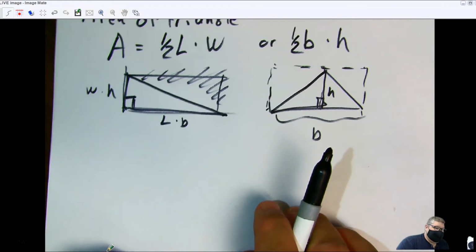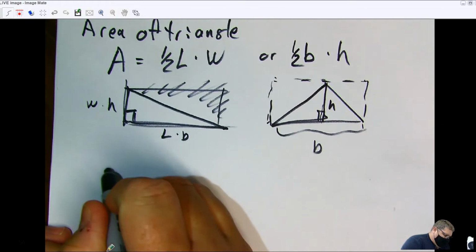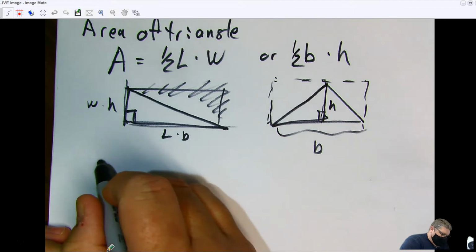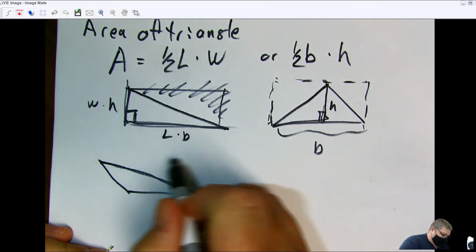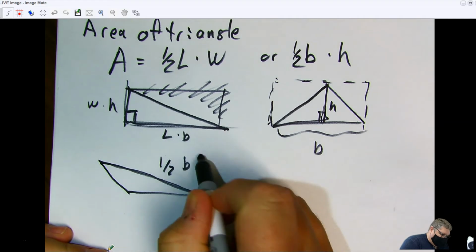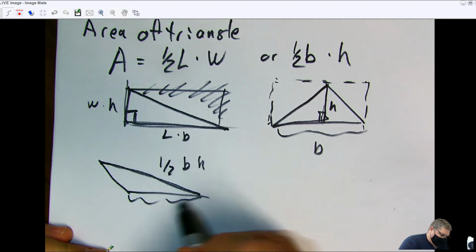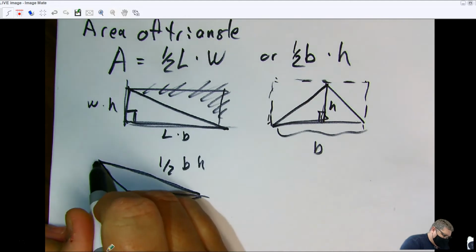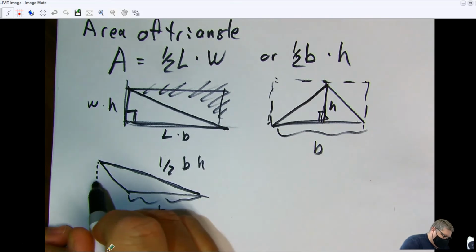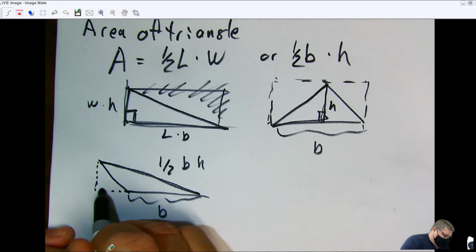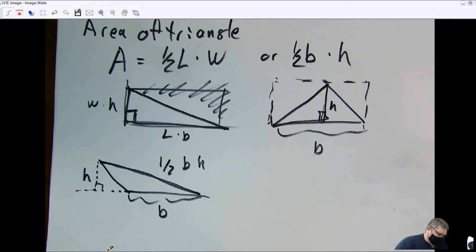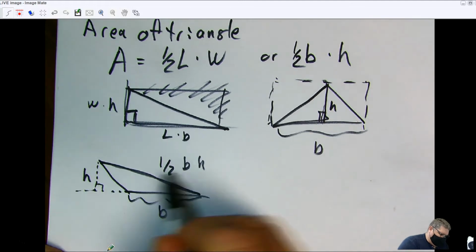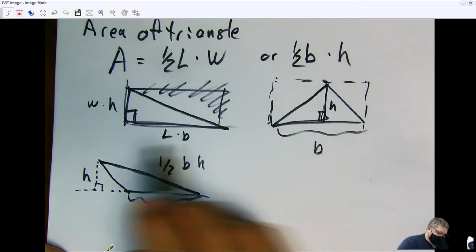Now, the ones that get somewhat confusing are a triangle that looks like this. A triangle that looks like this. In this case, it's still 1/2 BH, and the base is still right down here, but the height, when I drop it, drops to an imaginary line that goes out through here, so this is the height. So base, height, 1/2. Now you say, well, I don't know that I buy that.